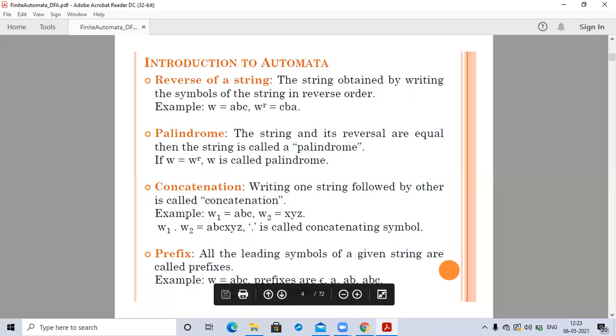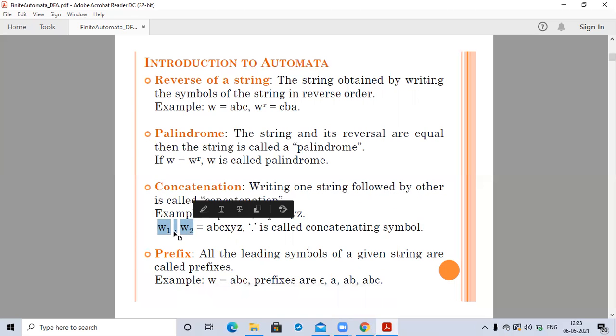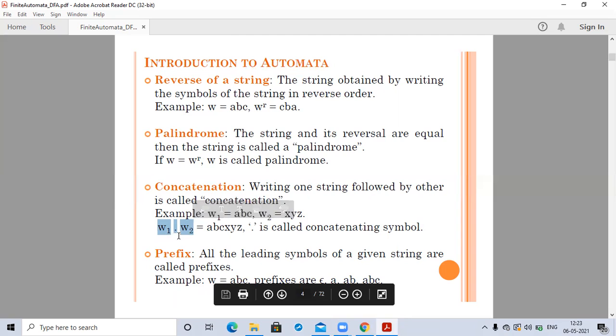And coming to another term, that is the concatenation. The concatenation is nothing but writing one string followed by another string. Example: here W1 equal to ABC and W2 equal to XYZ, then the concatenation of W1 and W2 is denoted with W1 dot W2. Remember that the dot operator is indicating the concatenation operator in automata theory. So W1 dot W2 is equal to ABC, which is the string W1, followed by XYZ, which is W2. So remember that here the dot is called the concatenating symbol, the concatenating operator.